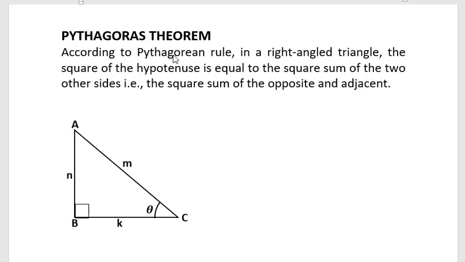According to the Pythagorean rule, in a right angle triangle, the square of the hypotenuse is equal to the square sum of the two other sides, that is the square sum of the opposite and adjacent side. Now if you don't understand what this note talks about, no problem, I'm going to explain that in a moment.